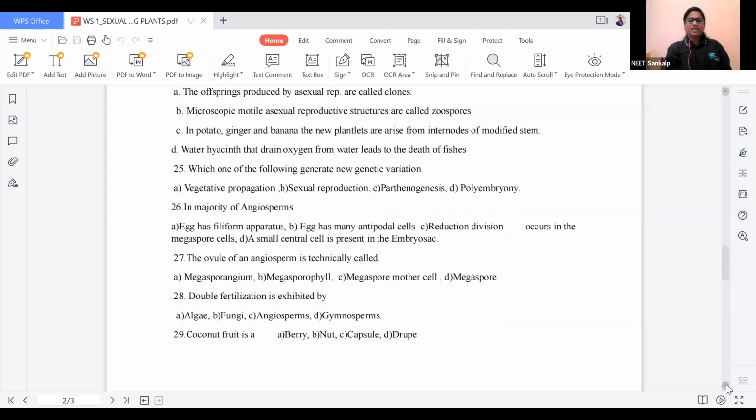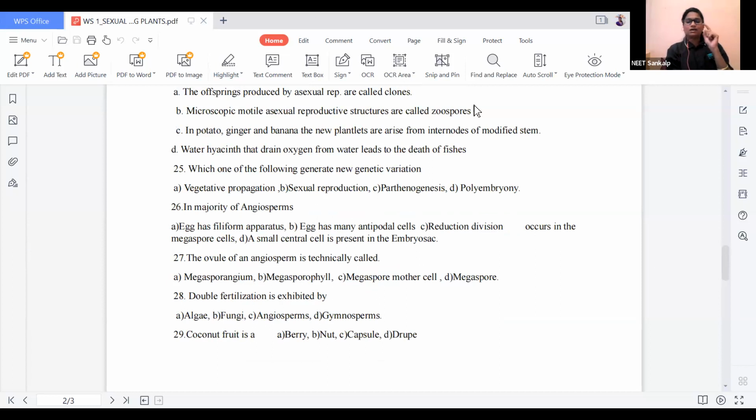28th question. Double fertilization is exhibited by option A, algae. Option B, fungi. Option C, angiosperms. Option D, gymnosperms. Which one shows double fertilization? Priyanka, Anvita, Jyoti answered it as option C. Radhika attempted it as option B. So the right answer is option C, that is angiosperms.